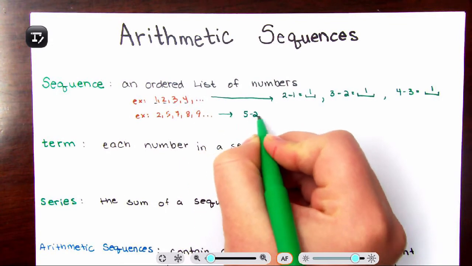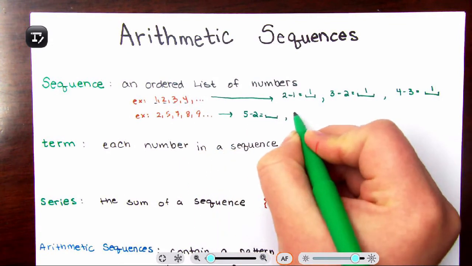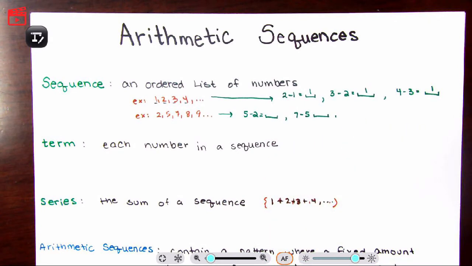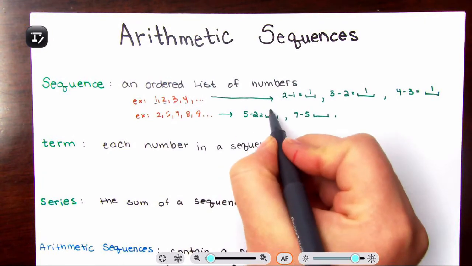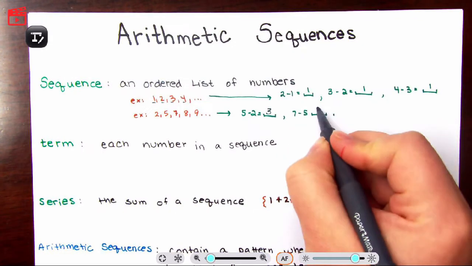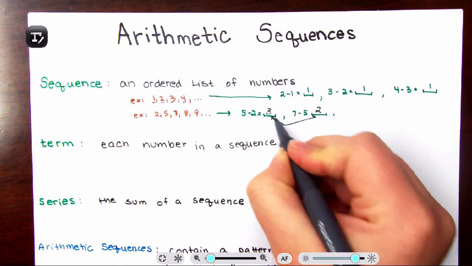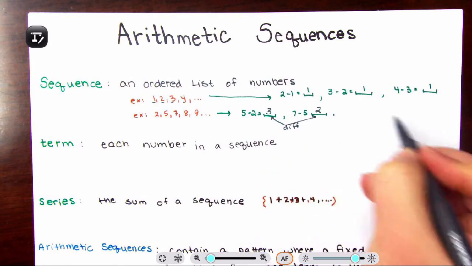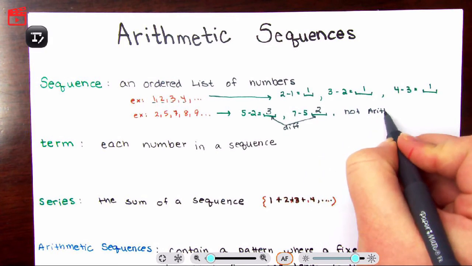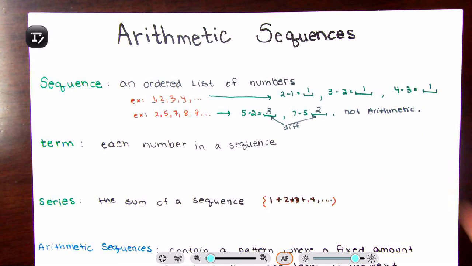Now let's do the other one. 5 minus 2 is equal to something. 7 minus 5 is equal to something. You can continue with all of them, but once you see that they are not the same, you can stop and say, hey, the sequence is not arithmetic. So 5 minus 2 is 3. 7 minus 5 is 2. Notice that these two are different. So that means not arithmetic. So the first one is arithmetic, the second one is not.